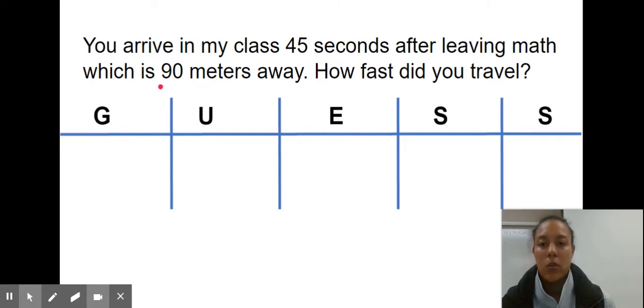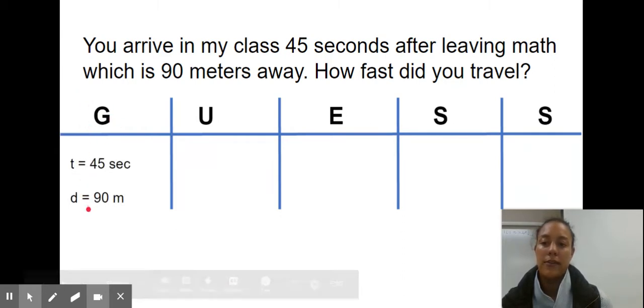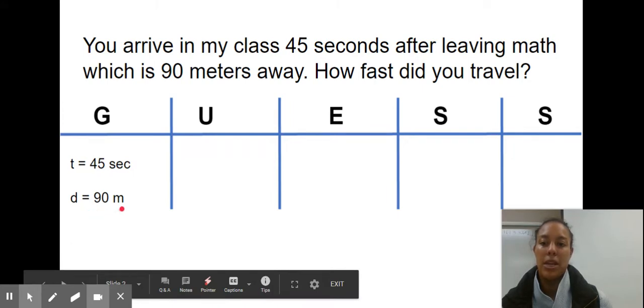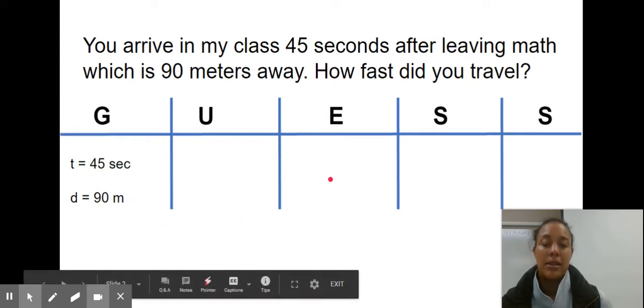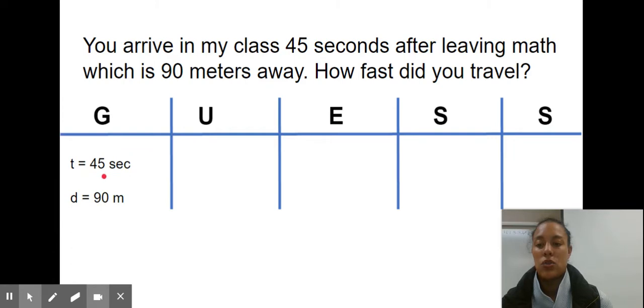Okay. My second one down here talks about 90 meters away, right? So if I look at my unit, meters is a distance unit. So I know I'm dealing with distance, which is equal to 90 meters. So as I fill out my givens, t equals 45 seconds, distance equals 90 meters. Again, I'm including my units here, right? If I just leave those blank, sometimes it's confusing, and I might easily mix up what I plug into my equation. So I include the variable, unit, and the actual measurement.